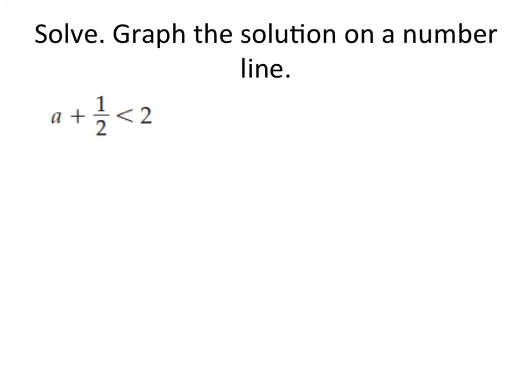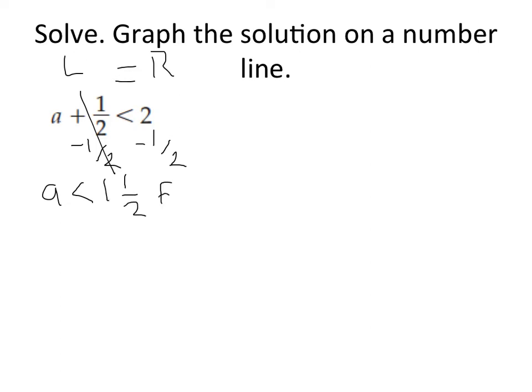On this slide we have solve, and the second part we need to do is graph the solution on the number line. Reviewing once again, we use the inequality like an equal sign. It divides our problem into a left side and a right side. Just like an equation, we're going to isolate the variable using reverse PEMDAS. I am going to subtract a half from both sides. That cancels out and leaves the a isolated on the left side. My sign stays the same. I then subtract a half from 2, and I get 1.5.